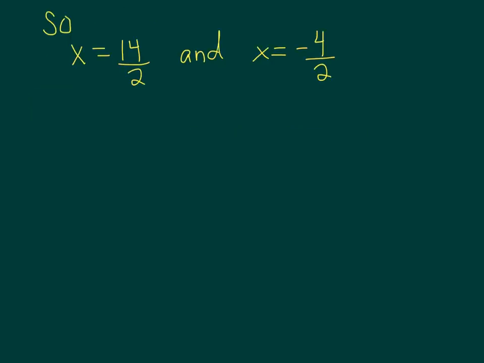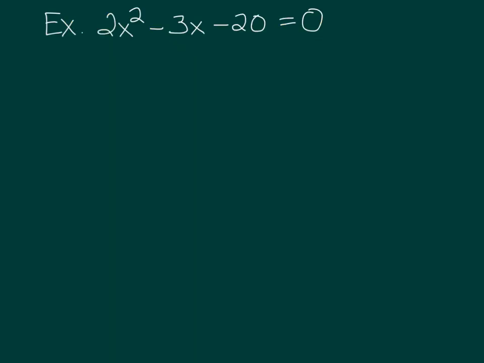So x equals 14 over 2 and x equals negative 4 over 2. And yes, I'm going to simplify it even farther because I can. And I end up with x equals 7 and x equals negative 2. And yes, this one could have been factored because I got these pretty numbers. But the rest of the examples will not be able to be as cleanly factored. So that's why we like to use the quadratic formula.